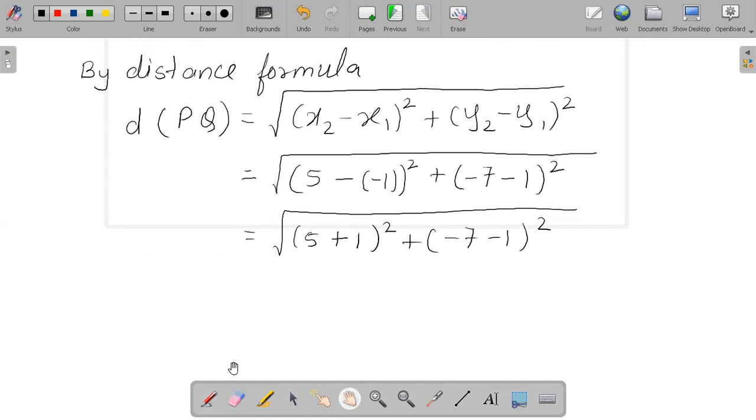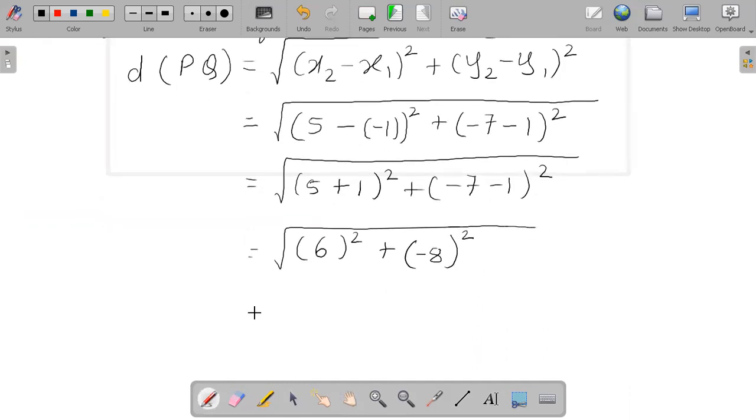Now we need to simplify it further. So this becomes under root, 5 plus 1, that is 6, 6 the whole square. What about -7 minus 1? You'll add. So what do you get? 8. But what sign will you put? -8. Yes, -8, because both are negative, so the answer will also have a negative sign. Or in other words, you put the sign of the greater number, and we know 7 is greater, and the sign for 7 is minus. That is why it is -8, -8 the whole square.